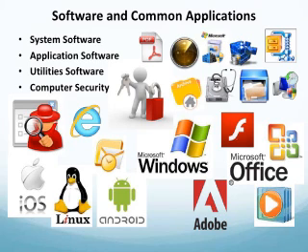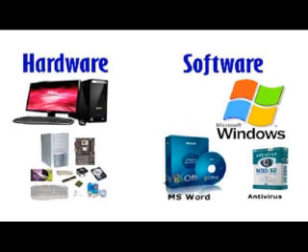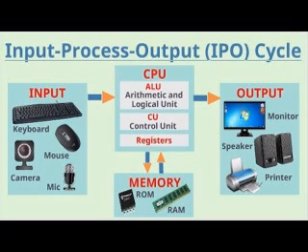Next one is software. Software is the non-physical component of a computer. We can say it is a set of instructions. Non-physical component means it does not have any structure. We cannot touch it, we cannot see it. Some examples of software are operating system, game software, MS Office, etc. The combination of both hardware and software together makes a computer.